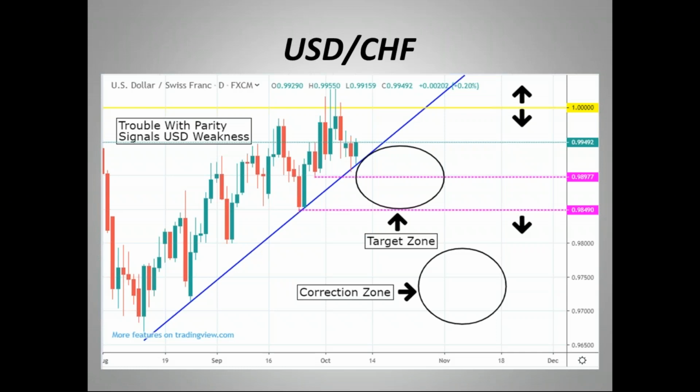When you have those kinds of things, right now we would be looking for the correction, which would fit in with our little theory that we could take out this little target zone here, this initial one, and fall below 98 and head into this area.